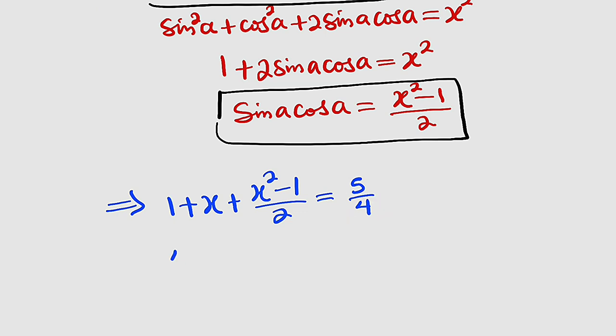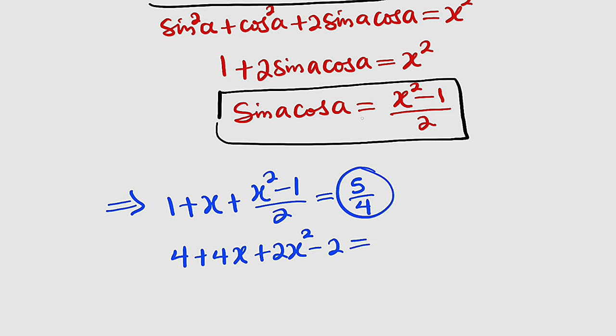So 1 times 4 is 4. x times 4 is 4x. Then if you multiply the whole of this by 4, this 2 will divide 4 two times. Then you use that 2 to multiply the numerator. So we have 2x squared minus 2 times 1, which is 2, equal to this times 4. 4 will cancel 4, leaving 5.